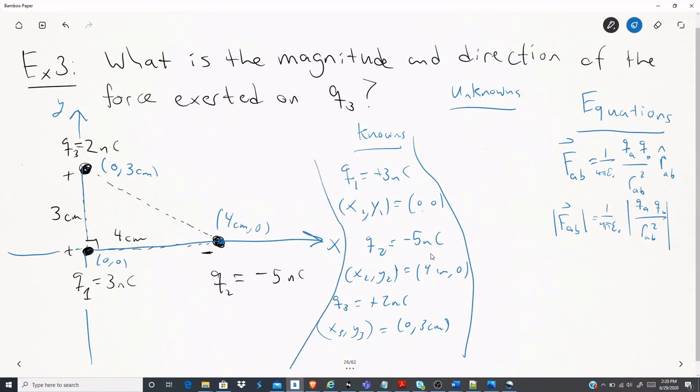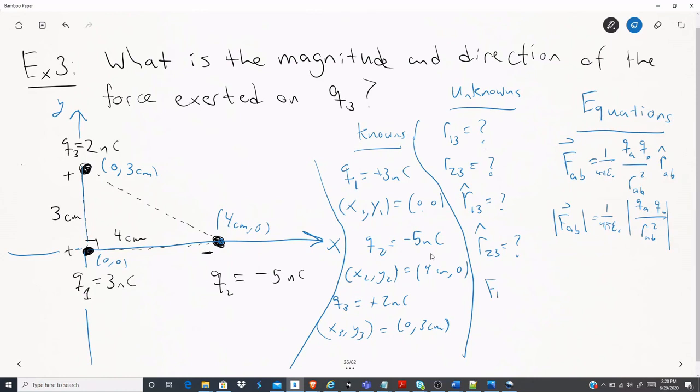Just draw some dividing lines here. So my unknowns include the distance from charge 1 to charge 3. It might be kind of obvious to you looking at the triangle, but technically that's an unknown. The distance from charge 2 to charge 3. The unit vector that points from charge 1 towards charge 3. The unit vector which points from charge 2 to charge 3.